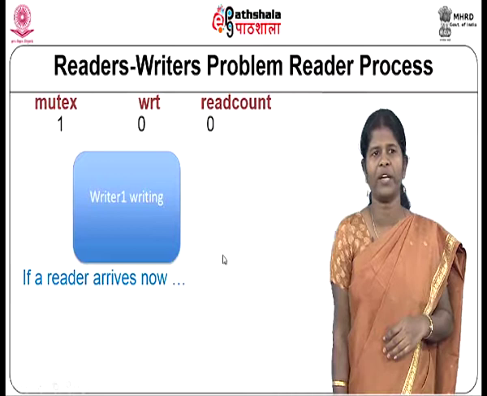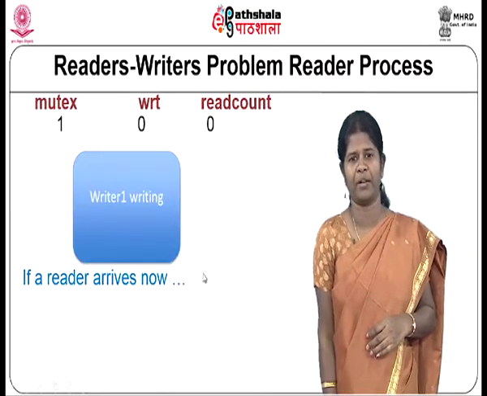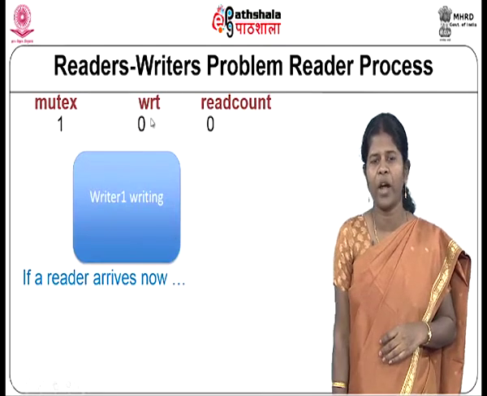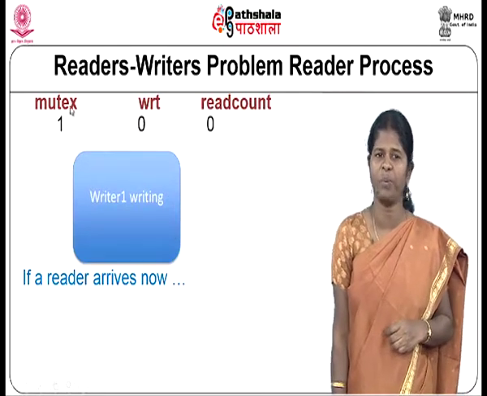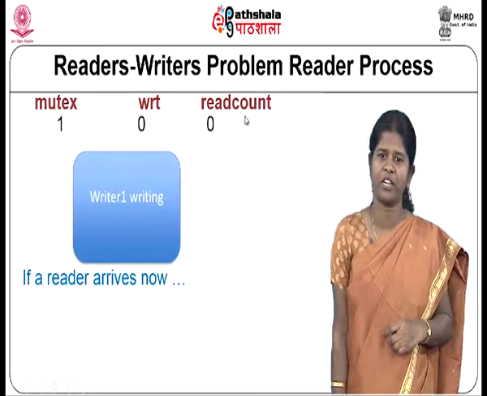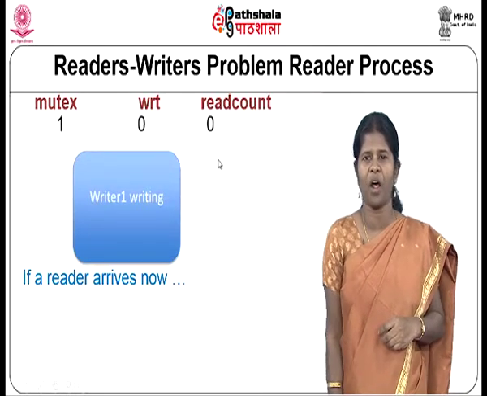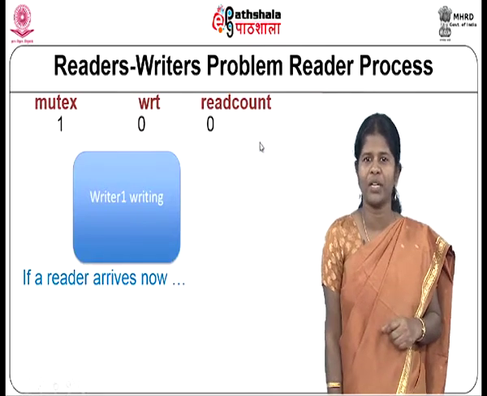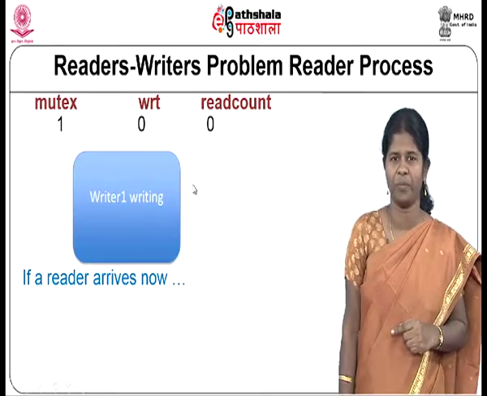So if now a reader arrives, what do you think will happen? A reader arrives while a writer is writing. It will decrement mutex and change the value of read count, incrementing it. It will execute wait on WRT because it is the first reader arriving, and read count will be equal to 1.